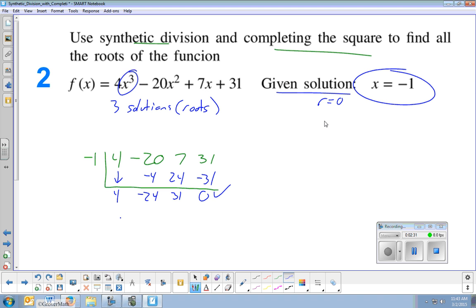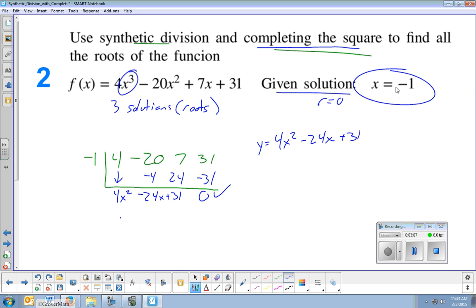If not, then it's not a solution, and then we have some problems. We will be testing potential solutions in the next lecture, actually, but this one you're going to be given a solution, so you can guarantee that should be a 0 or something is wrong. And then we fill in the variables around it. So that's 4x squared minus 24x plus 31. So what I'm left with is my quadratic, 4x squared minus 24x plus 31. And this is the quadratic that I'm now going to do completing the square for.